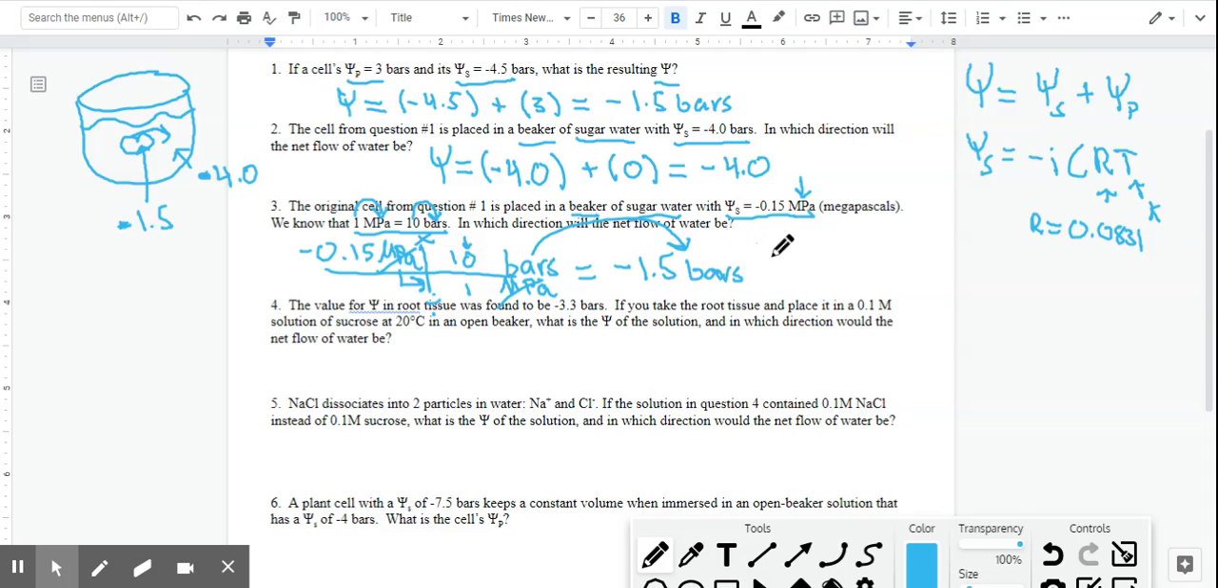Now, if we compare, it said the same cell as before, which means this negative 4.0, you're gone. So we changed the solution, but the same cell, the negative 1.5. Now the environment also has a negative 1.5 for its water potential. Since the two of these are going to be the same, this is an isotonic solution, so there is no net movement of water in this case. As the final part of this question says, which direction will the net flow of water be? Nowhere. It's going to move in and out at the same rate, so there's no big push internally or externally.